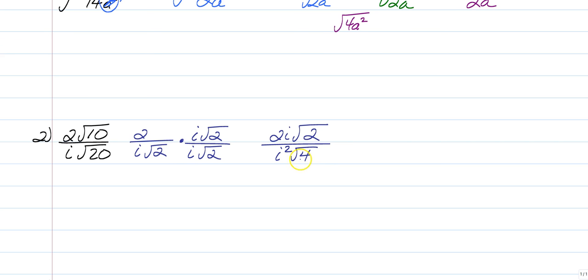And the last time I checked, the square root of 4 is 2, and i squared is a negative 1, so that would give us 2i root 2 over negative 2. Because again, i squared is a negative 1, square root of 4 is a 2. And here's an example where you can continue simplifying. We have 2 on top, 2 on the bottom. There's no pluses or minuses to worry about, so we can just cancel those guys. So we would just have a negative i root 2 when you're done.